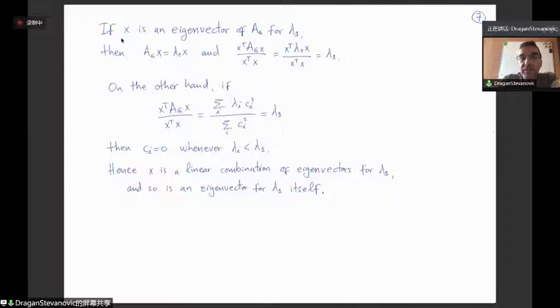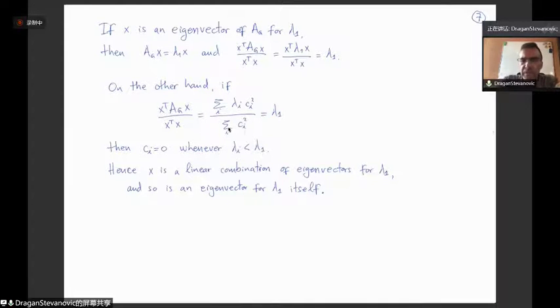If we know that x is an eigenvector, then A times x is equal to lambda 1 times x, and then we immediately, trivially see that this Rayleigh quotient is equal to lambda 1. On the other hand, if we know that the Rayleigh quotient is equal to lambda 1, then since the Rayleigh quotient is a convex combination of the eigenvalues, we know that c_i must be 0 whenever lambda_i is strictly less than lambda 1.